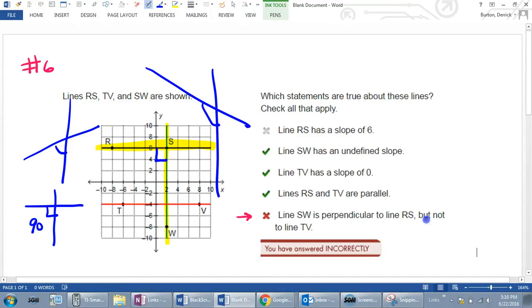But then it says, but not TV. So let's look at that. Is SW perpendicular to TV? So there's SW, here's TV. Are those perpendicular? Yeah, those are perpendicular also. So that's why the question is wrong, because it said it's perpendicular to one but not the other, and the reality is it's perpendicular to both. So that's why this is false. Okay, let's keep going.